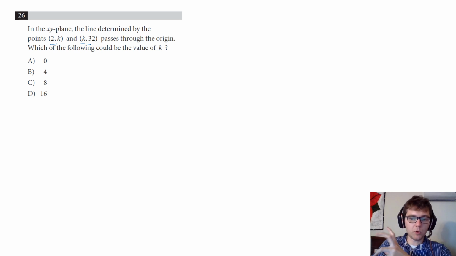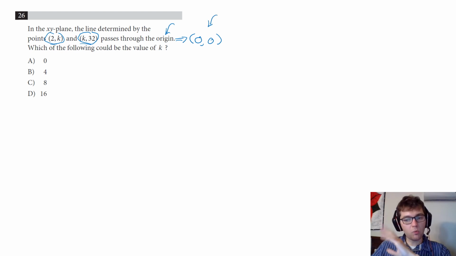In this case, the system of equations they're setting up is that you can calculate the slope two ways, right? They're giving you the point (2, k), another point (k, 32), and a third point: passes through the origin, which just means that the line also passes through (0, 0). That's important because this has both x and y defined. So you can use it to calculate the slope between the origin and this point, and the slope between the origin and this point. So let's go ahead and do that.